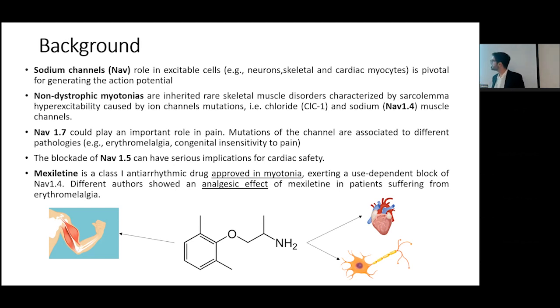Also, drugs like mexiletine, which is a class 1 antiarrhythmic drug, have been approved in myotonia for its effect of exerting a use-dependent block of NaV1.4. So it could also be used for other pathologies, because different authors showed that mexiletine presents an analgesic effect in patients suffering from erythromelalgia.